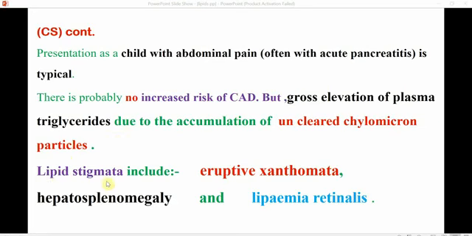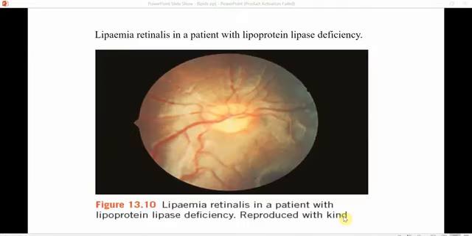The general lipid stigmata that appear in those patients include eruptive xanthomata, which are itchy xanthomas, accumulations of lipids under the skin, and hepatosplenomegaly, in addition to lipemia retinalis. This picture represents the lipemia retinalis in patients with lipoprotein lipase deficiency and chylomicron syndrome.